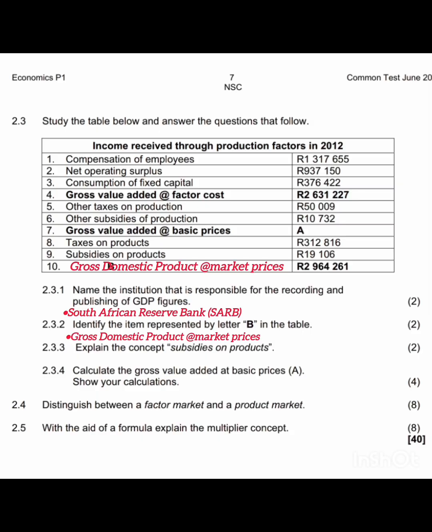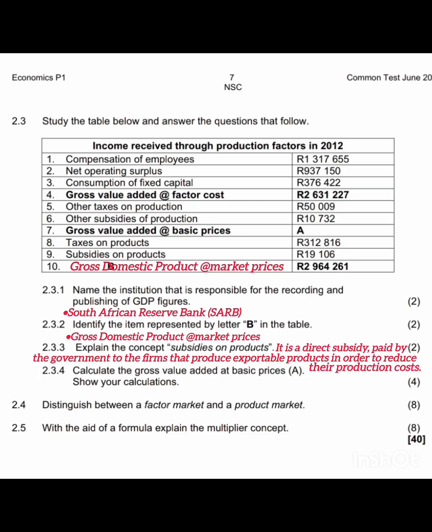We're going to say subsidies on products, right? It's products. It is the direct subsidy paid by the government to the firms to produce exportable products in order to reduce their production costs. So we know that the government subsidizes firms in order to reduce their production costs and in order to improve their productivity and efficiency.